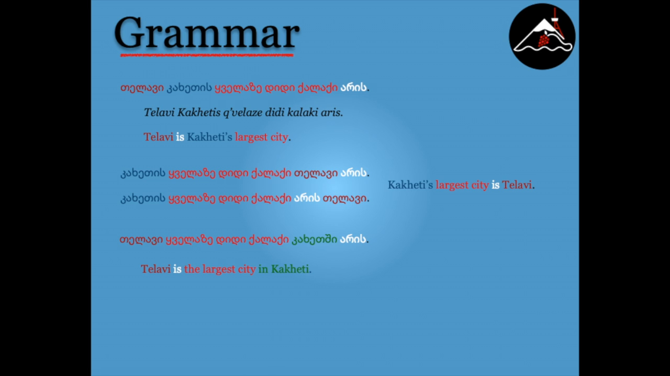The first sentence has the subject Televi heading the sentence. The second and third sentences have the possessive noun Kachetis heading the sentence, although the placement of the verb and subject change. The forms of these two sentences are very common in Georgian. The fourth variant uses a prepositional phrase, Kacheti, in Kacheti.